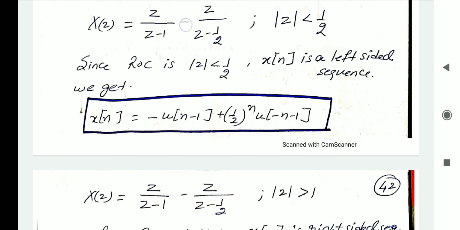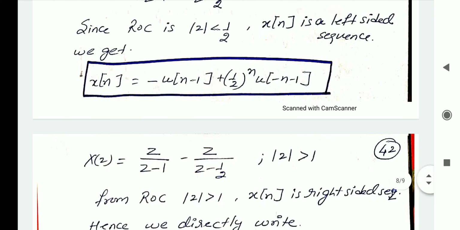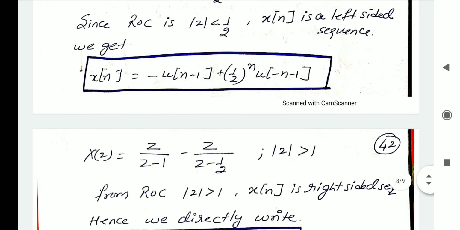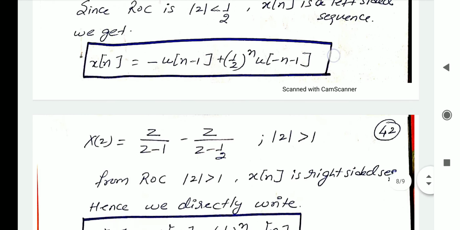Now since we are already having a negative sign here, this becomes 1 by 2 to the power n u of minus n minus 1. So the entire x of n will be minus u of minus n minus 1 plus 1 by 2 to the power n u of minus n minus 1.